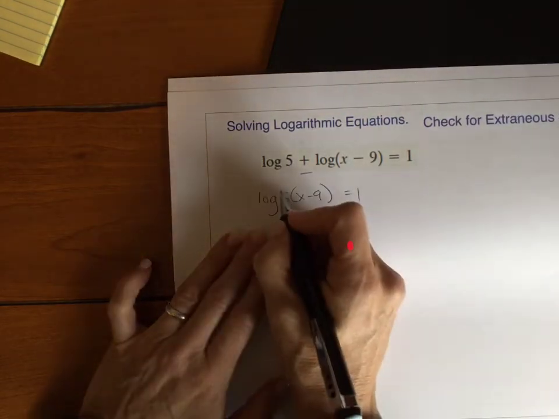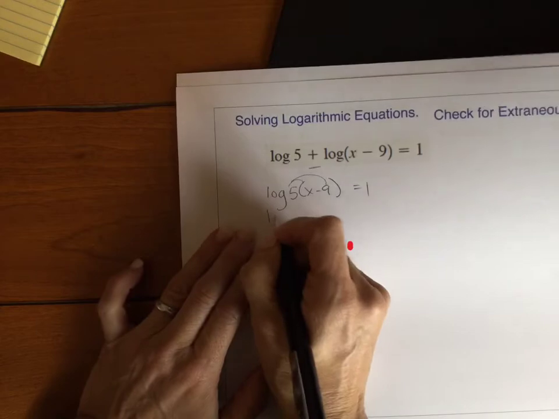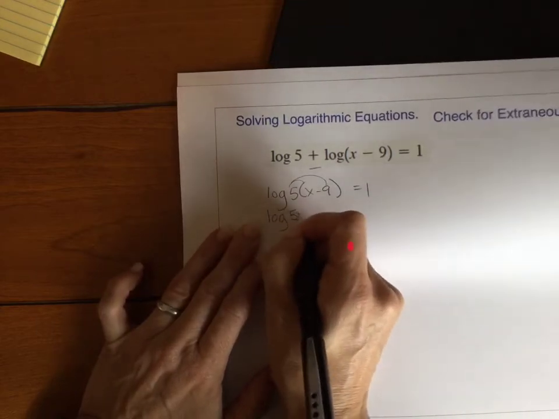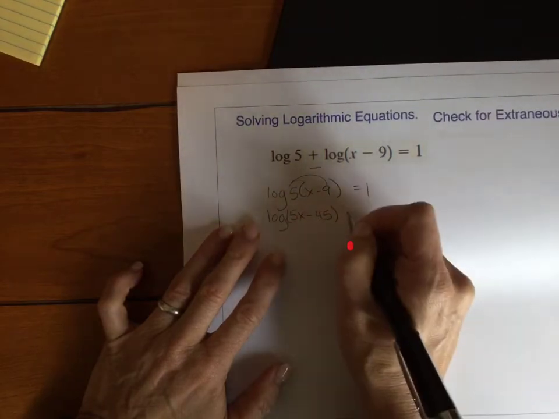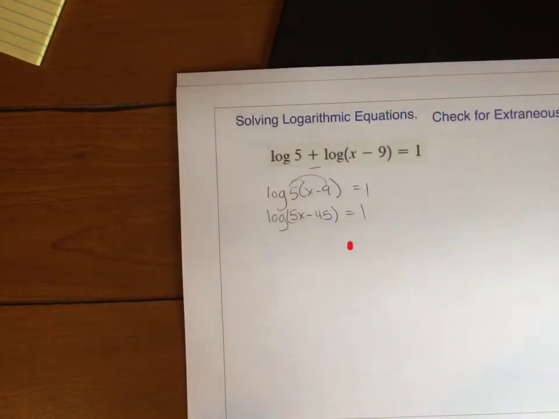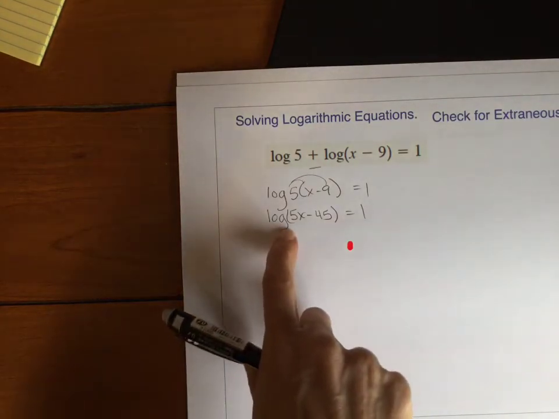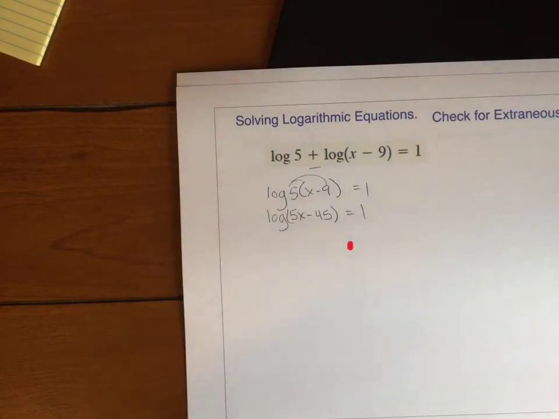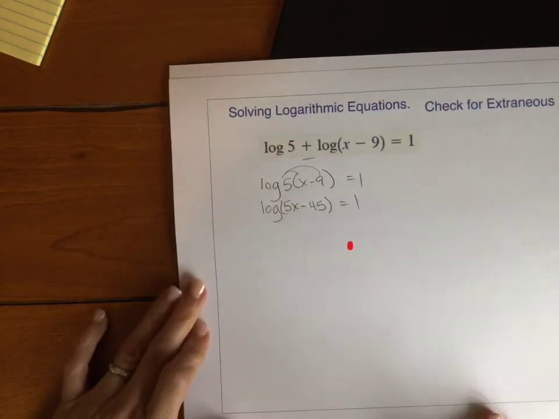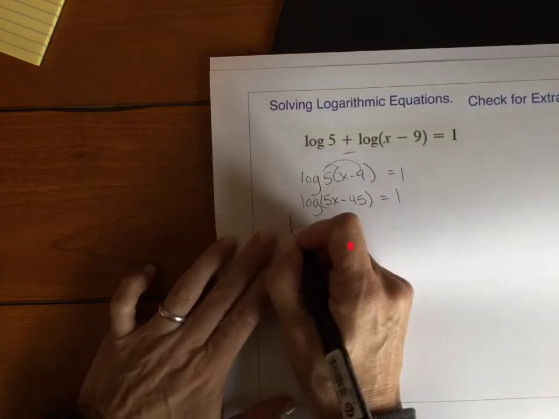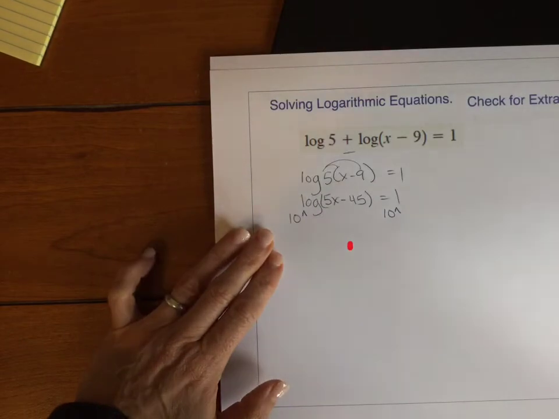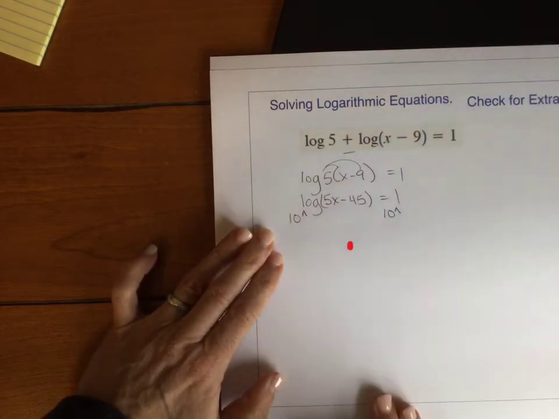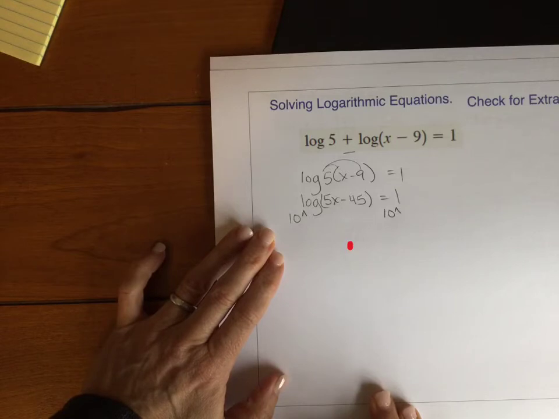And then I'm going to want to distribute that 5. So I have log of 5x minus 45, that is all in parentheses, equals 1. And now I have my log in one place. So now I can undo it. So we are understanding that this is log base 10. So I'm going to use the opposite function or the inverse function. So I'm going to take 10 to the power of everything, well, you know what I'm saying. It's been a day.